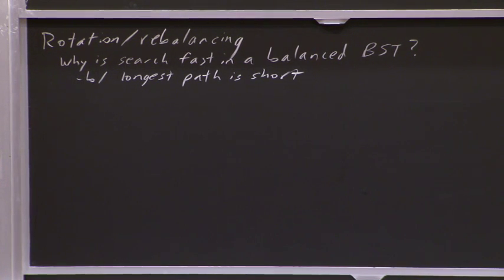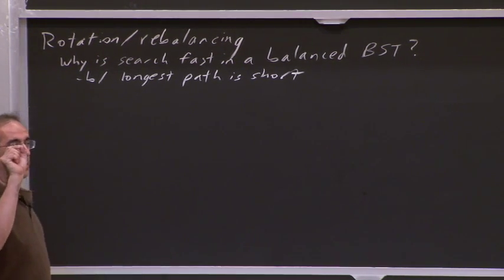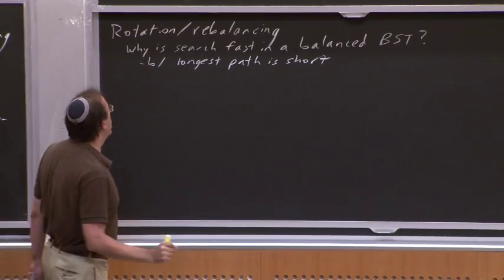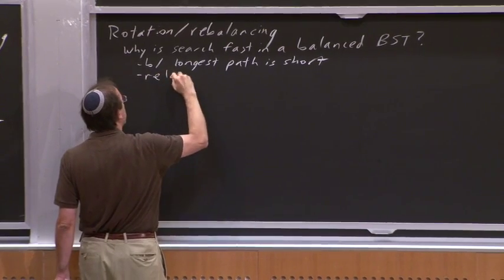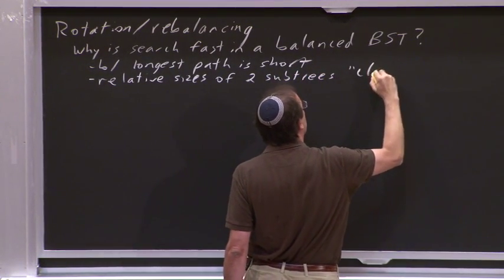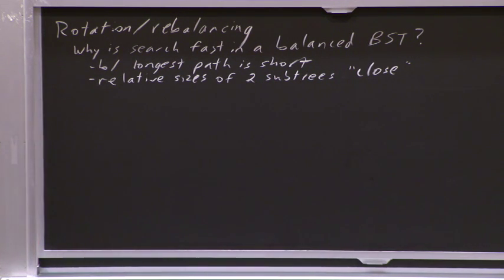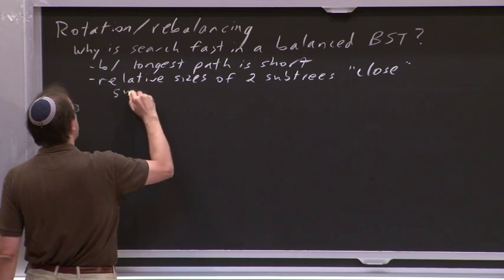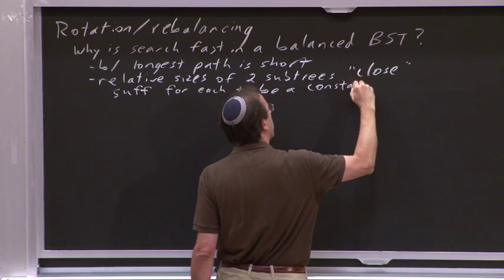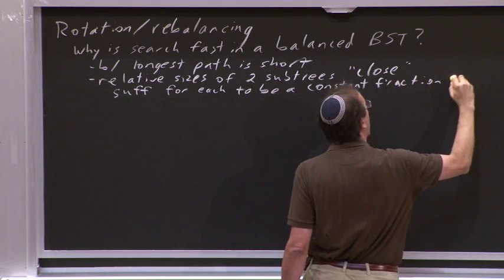Yes? The two subtrees differ by at most 1. Okay, that's the answer I was looking for, although I want to refine it a little bit. It has to do with the relative sizes of the two subtrees, and these relative sizes are close. I say close because exactly how close they are depends on which kind of balanced binary search tree you're implementing. In some, they try to keep it within 1, but others are more relaxed about this. In fact, it is sufficient for each to be a constant fraction of the parent.